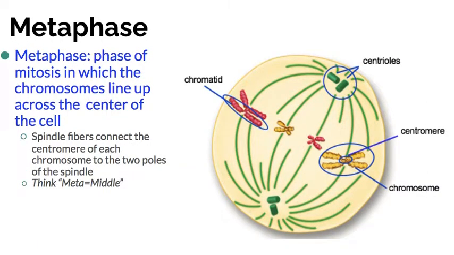Next up, we have metaphase, and that is the phase of mitosis in which the chromosomes line up across the center of the cell. The spindle fibers connect the centromere of each chromosome to the two poles of the spindle. Whenever you see metaphase, think middle. They line up here in the middle of the cell, and these spindle fibers connect the centromere of each chromosome to the two poles of the spindle. So metaphase, line up in the middle of the cell.